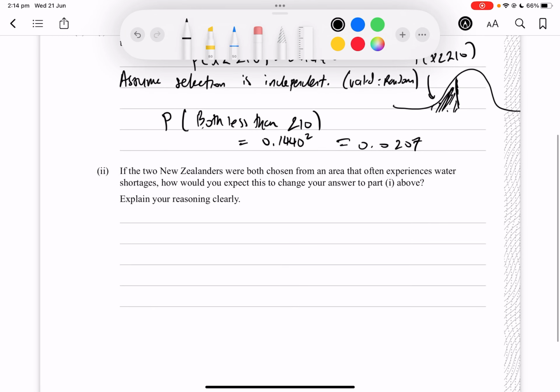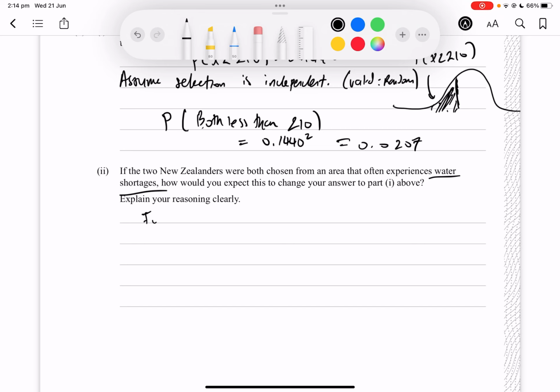Okay, so question II. If two New Zealanders were both chosen from an area that often experiences water shortages, how would you expect this to change your answer to part I above? So if we're in a place with lots of water shortages, I would expect people to be slightly more aware that there's some possible water shortages in their area, and perhaps this might incite people to have a higher rate of water saving compared to the overall population of New Zealand.